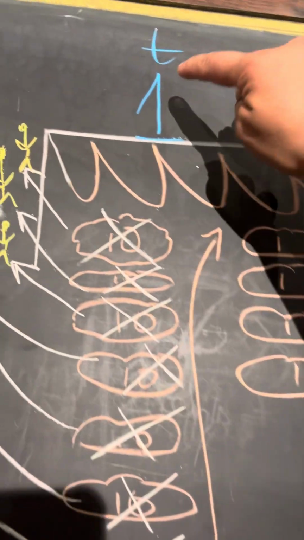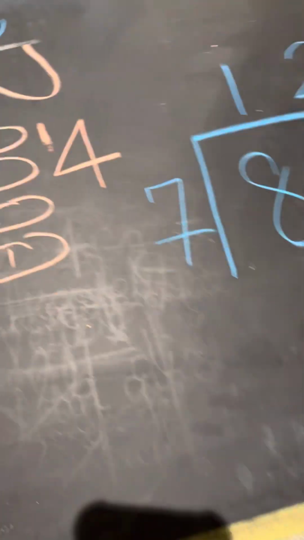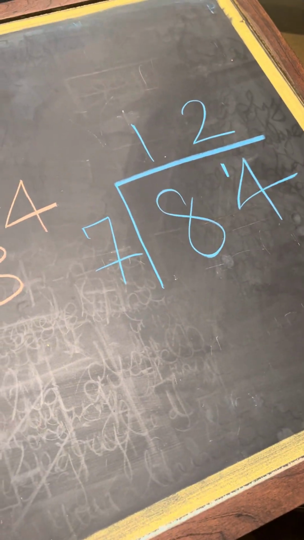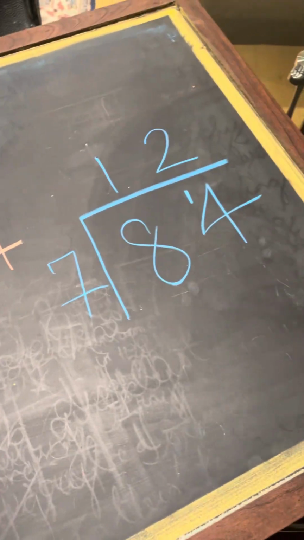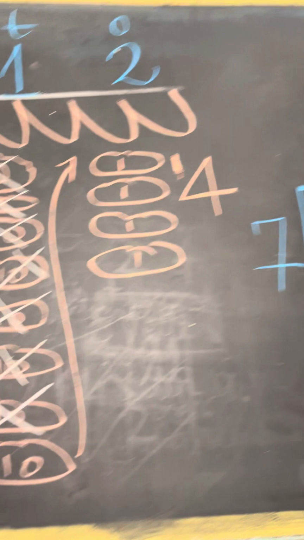2. But I did write the 1 up there and the 2 up there, and then showed him it here like that. So this is short division. Yes, I hope this makes sense.